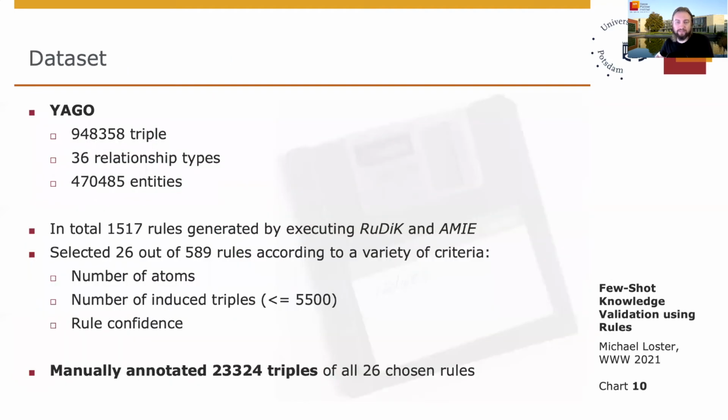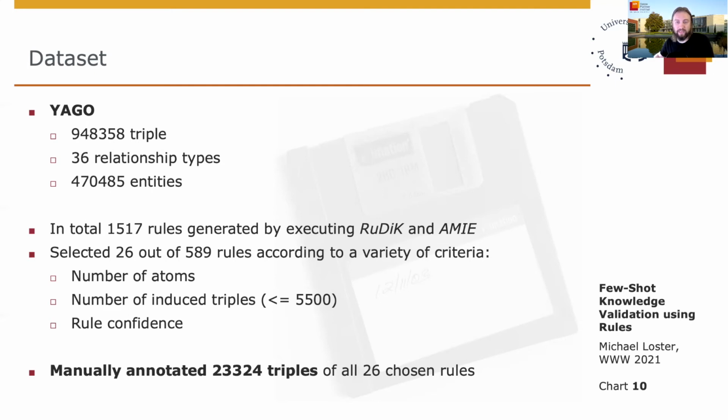We use YAGO as the basis for creating our dataset. As a first step, we generate rules by running AMIE and RuDiK on YAGO, deriving both positive and negative rules. In total, this resulted in 1,517 generated rules. To keep the following annotation process within manageable scope, we selected 26 rules out of 589 rules that generated less than 5,500 facts.